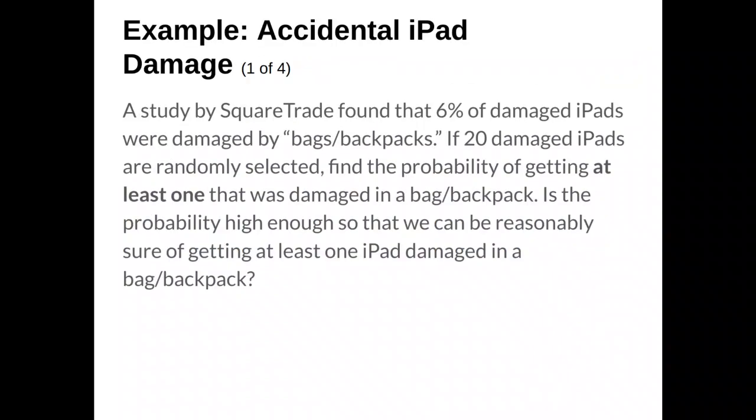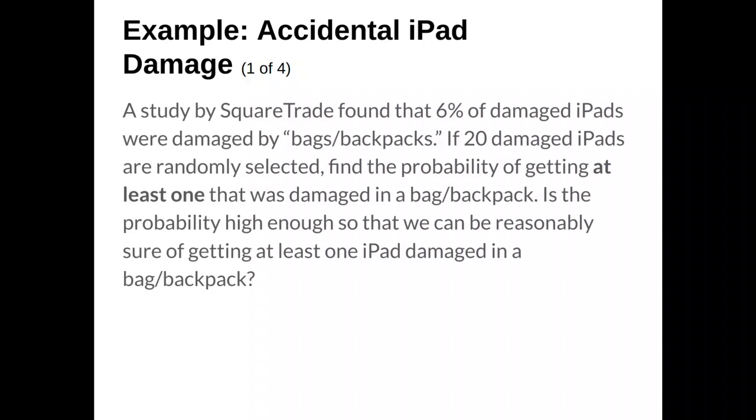So we're going to go through a little example here. In a study by SquareTrade, they found that 6% of damaged iPads were damaged from bags or backpacks. In other words, being shoved in there and banged around. So if we have 20 damaged iPads, we want to know what's the probability that at least one was damaged from a bag or backpack.